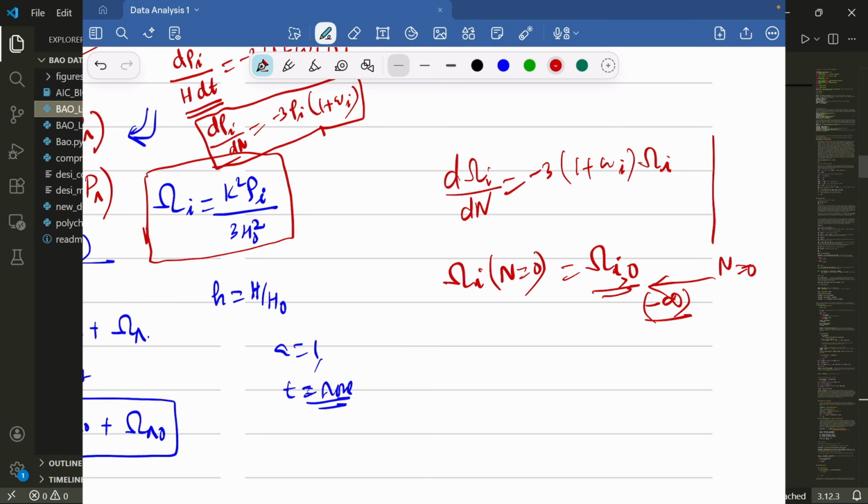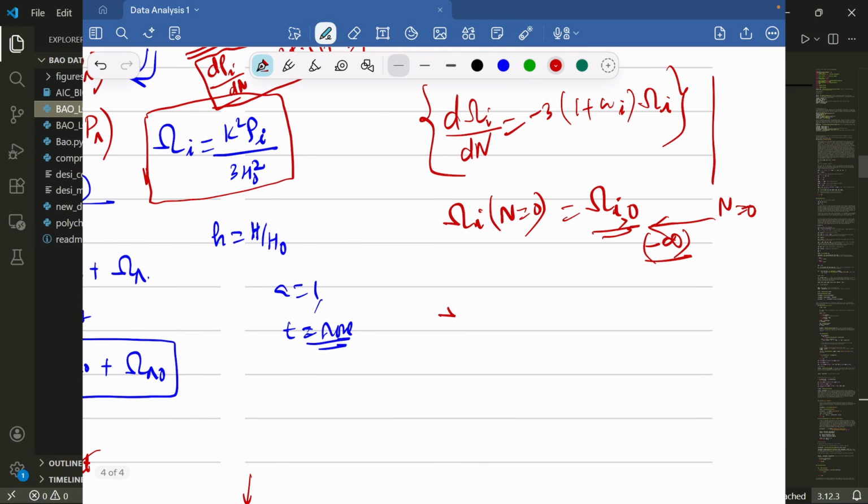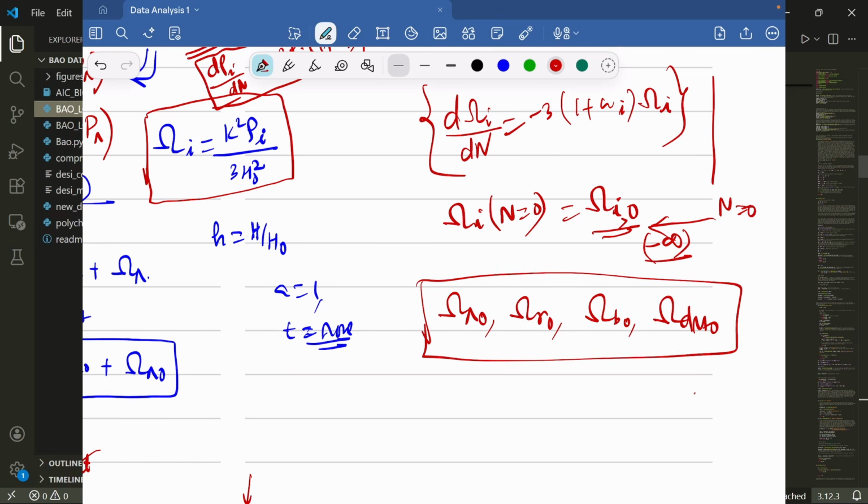When I try to solve it, I have to specify what is the value of omega I0. What is the specific value of the radiation? What is the specific value of baryon, dark matter, dark energy? I don't know. What I will do, I will take omega lambda 0, omega radiation 0, omega baryon 0, omega dark matter 0. I will feed it to my sampler.